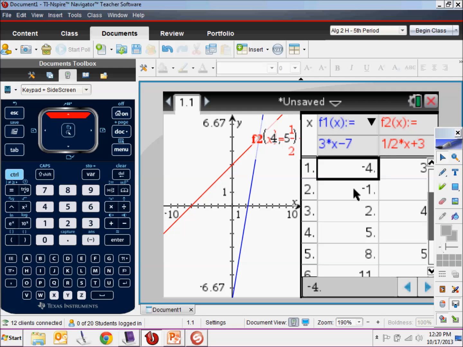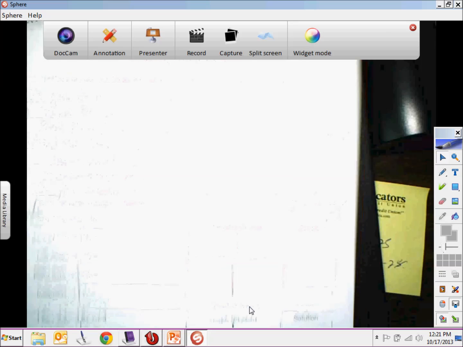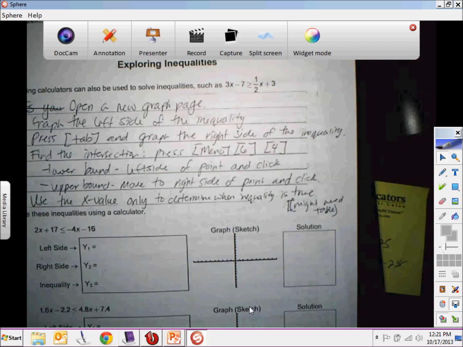Where's that question at? Oh, the inequality. Okay, now I got it. Sorry. Yeah, I got it. So let's see if I can get it into focus. I put it in the same way you did, but it looks different.